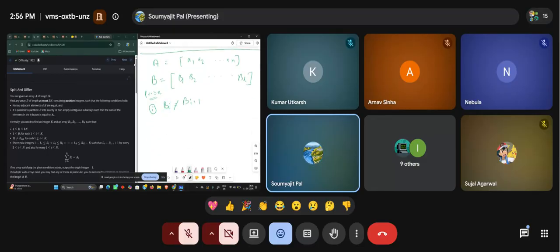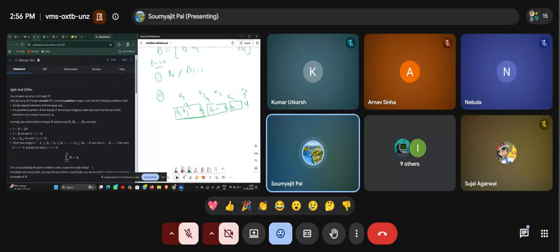Also, the second condition is this. Let me write it again. A1, A2, A3, up to AN, and whatever I have chosen like B1, B2, up to Bj, then Bj plus 1, up to Bk, then Bk plus 1, up to Bl. This subarray sum must be equal to A1, this subarray sum must be equal to A2, and this subarray sum must be equal to A3, and so on up to AN.